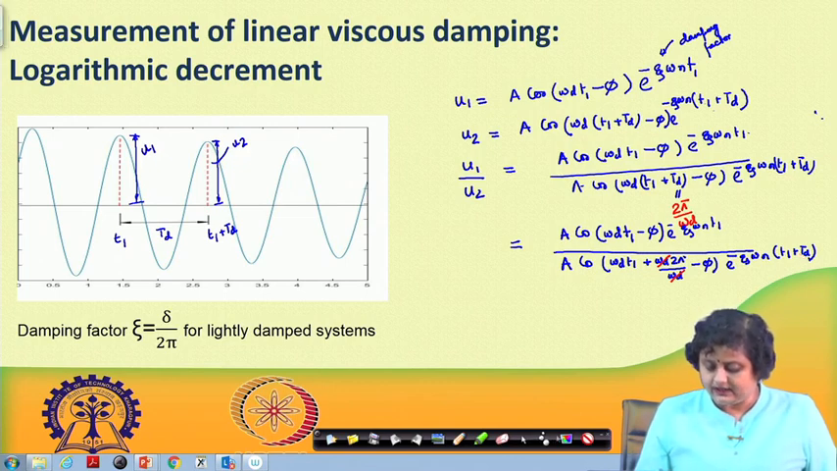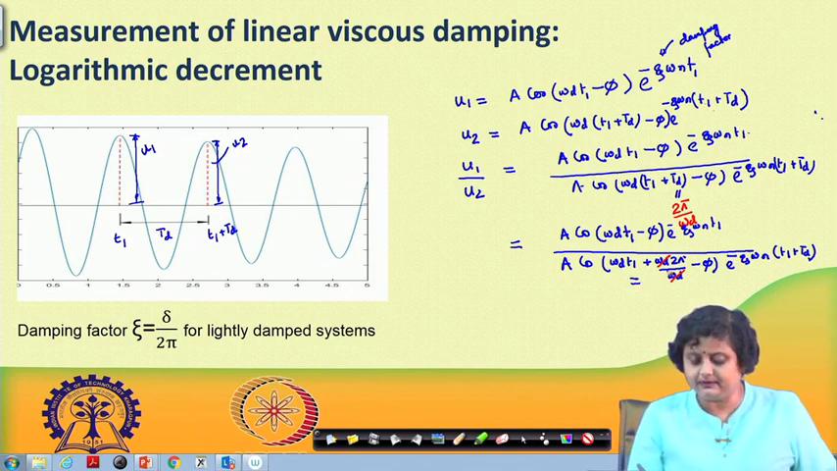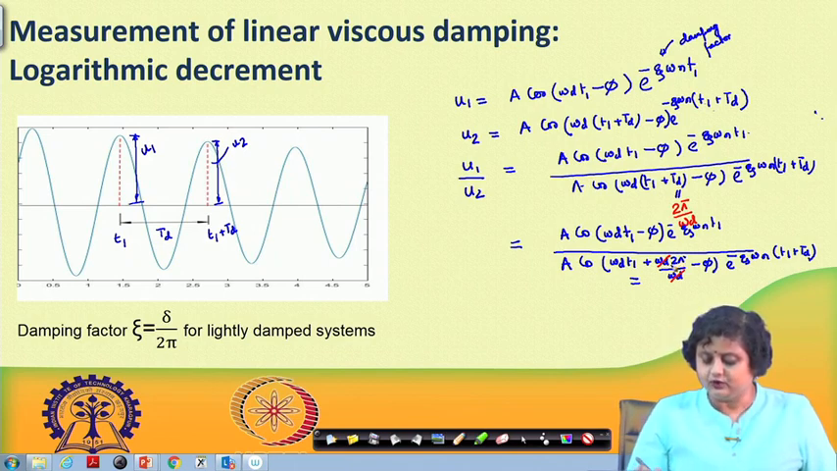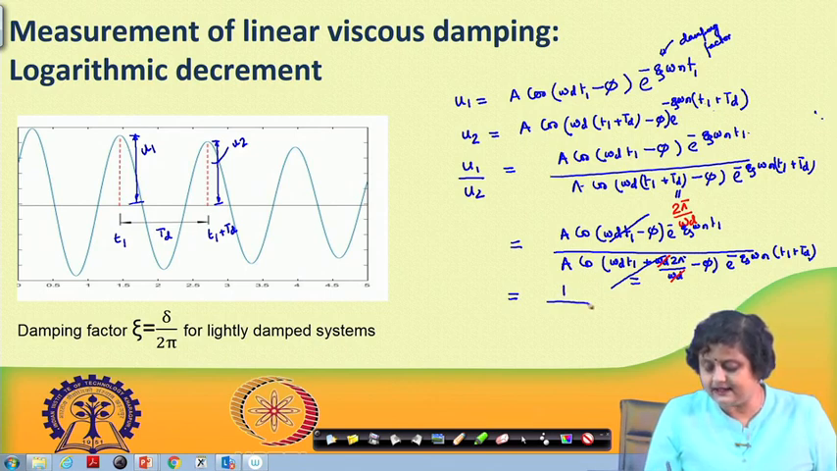Now, the 2 pi will just give me again the same cos(omega d t1 minus phi). So, this whole thing cancels out with this whole thing, and therefore, I am left with 1 by e to the power minus zeta omega n Td.